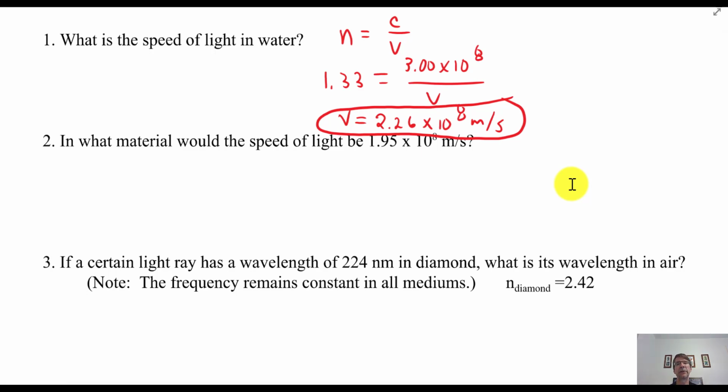I actually have it written down here at the bottom. The index of refraction for diamond is 2.42. So if the number is basically a 2, that is a 50% reduction.